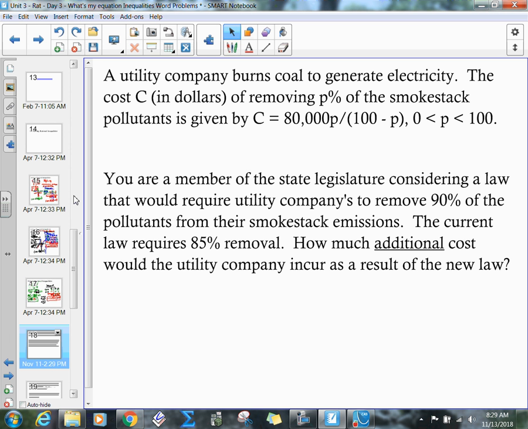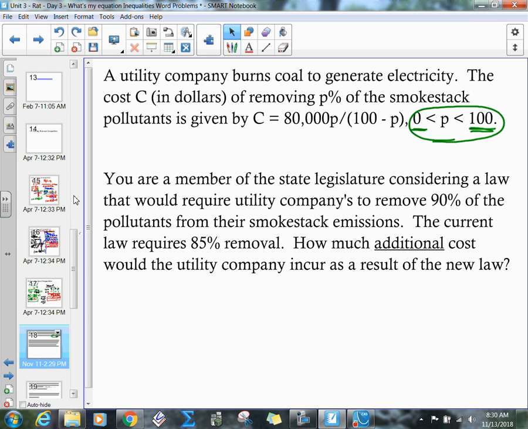Here's question one. A utility company burns coal to generate electricity. The cost C in dollars of removing P% of the smokestack pollutants is given by this equation. So again, C is the cost and P is the percentage that you're able to remove. So percentages, you're able to remove 0 to 100% of pollutants is kind of what they're talking about.